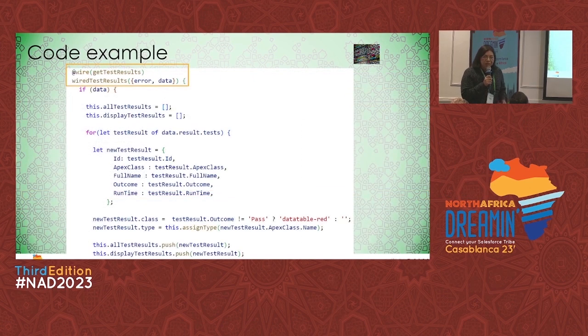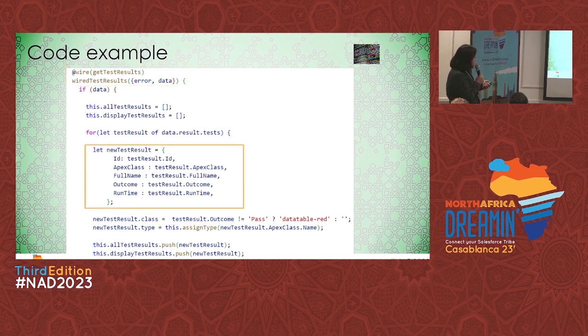So the code example that we have here is we are using a wire service, nothing fancy here. We are just calling an Apex backend method. And then I want to add properties in the front end. The properties are the type and the class. So for that one, I will just be using a for. This is the traditional way of doing it, yeah?